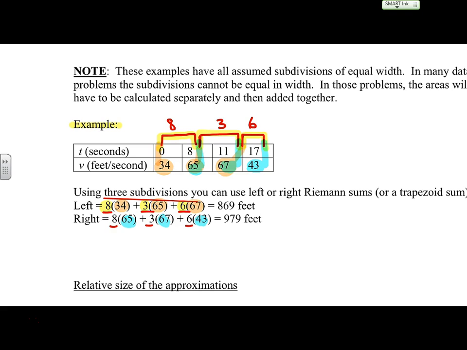So left, right, midpoint. Trapezoid, is that something that might show up? Yes. Yep. What's the area of a trapezoid? 1/2 base times height 1 plus height 3.